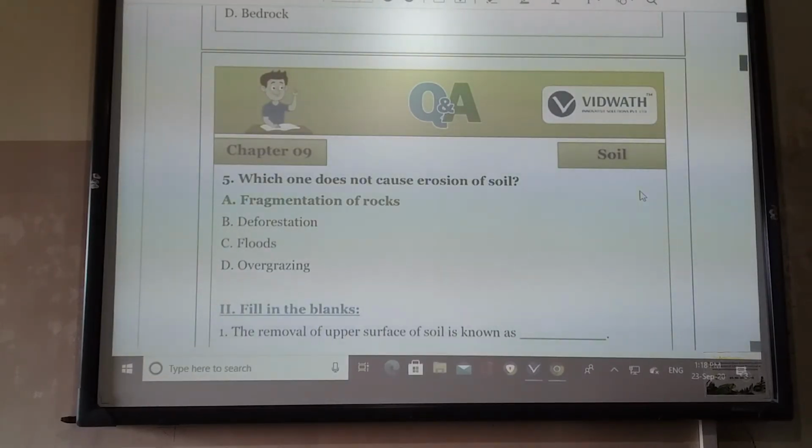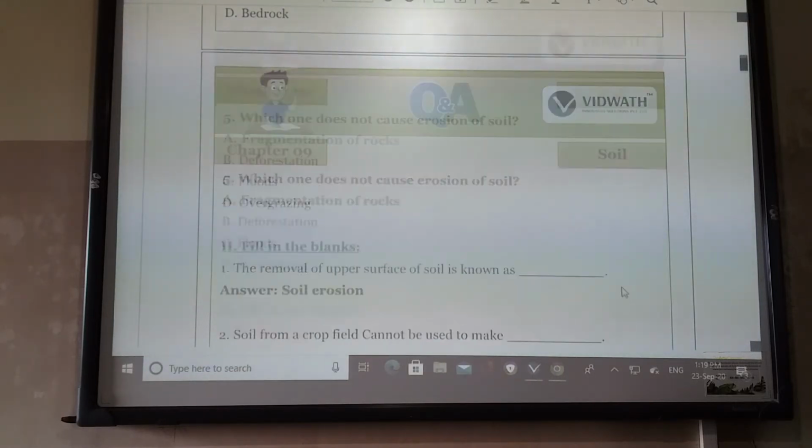Next question, which one does not cause erosion of soil? The options given are fragmentation of rocks, deforestation, floods, and overgrazing. The question asks which one does not cause erosion. Fragmentation of rocks is the formation of soil, so it is helpful for the formation of soil. The correct answer is fragmentation of rocks.